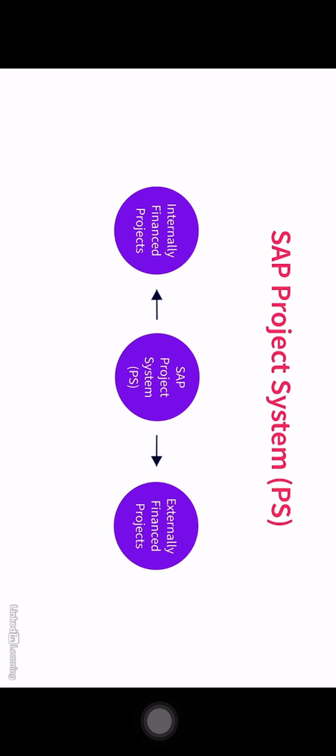Internally financed projects are projects related to capital investments or overhead cost projects, and these projects are funded by the companies themselves. On the other hand, there are externally financed projects. These are the projects which are sponsored by clients and are executed to meet client requirements.